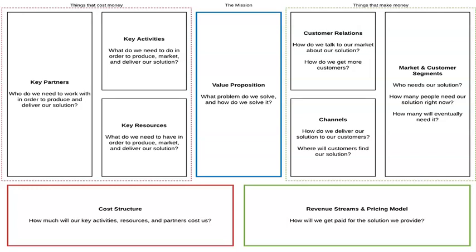All the 9 key components of the BMC can be divided into 3 main categories. First, the category of things that cost money, which consists of key partners, key activities, key resources, and cost structure. Second, the mission. That means the value proposition of the business idea. The third category is things that make money, which consists of customer relationships, channels, market and customer segments, and revenue streams and pricing model.